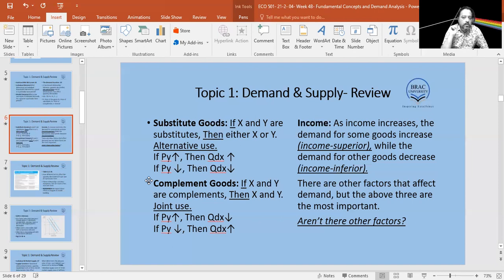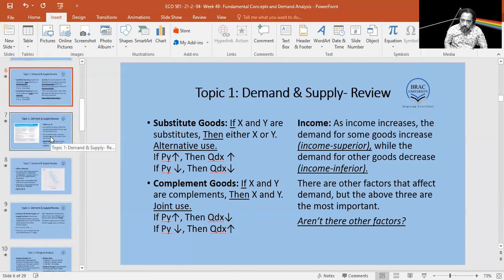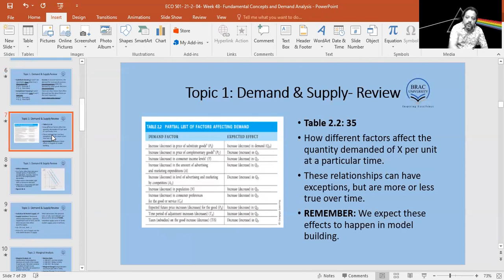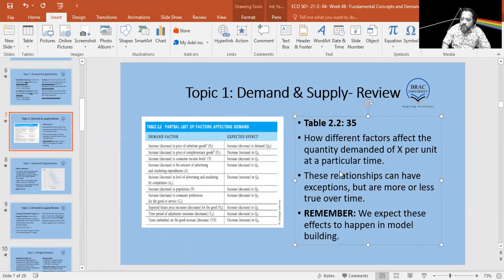Those are known as income inferior goods. Like I said a little while ago, there are other factors that affect the demand, but we will not be looking at them for the time being. In the discussion class, we will be looking at this table and just answering from common sense, because we said there were only 4 factors. There are other factors here. You will see population, you will see consumer preferences, you will see expected future price increases. How does that influence demand?